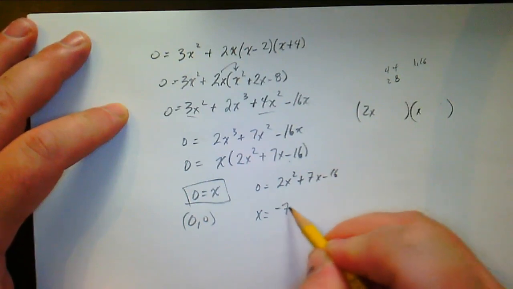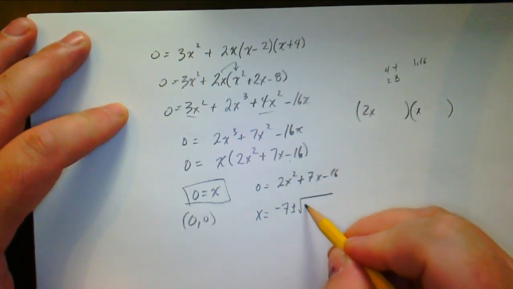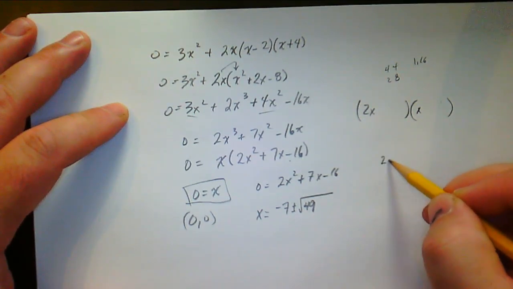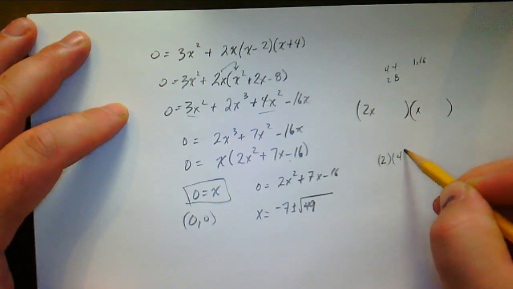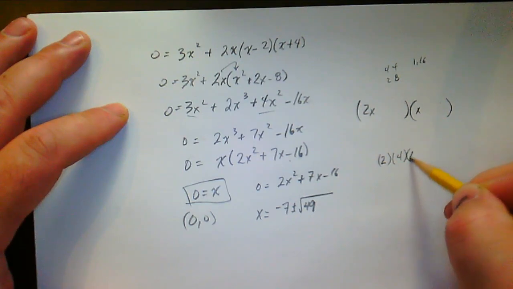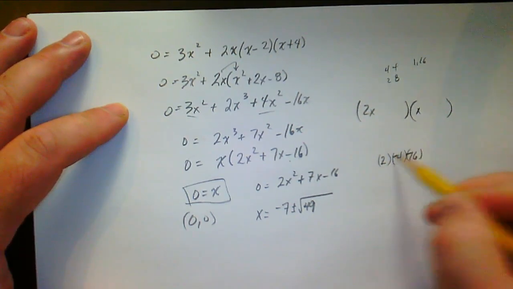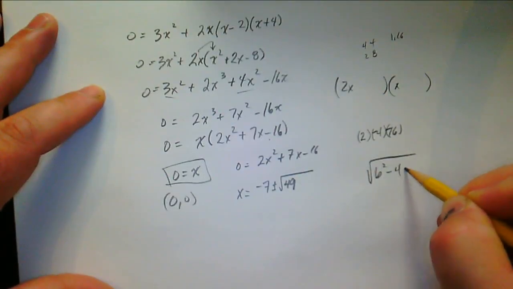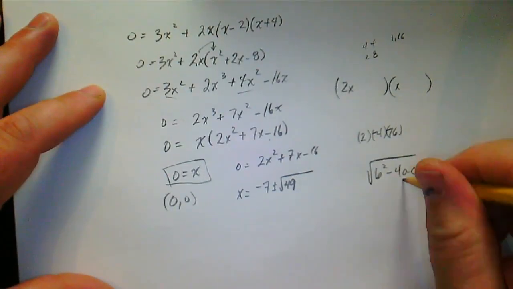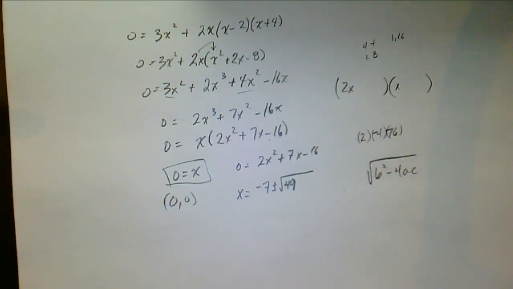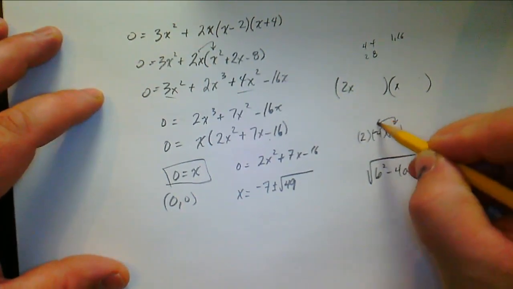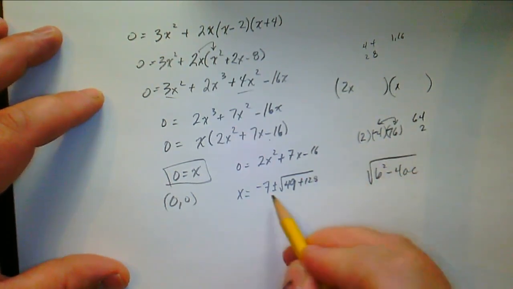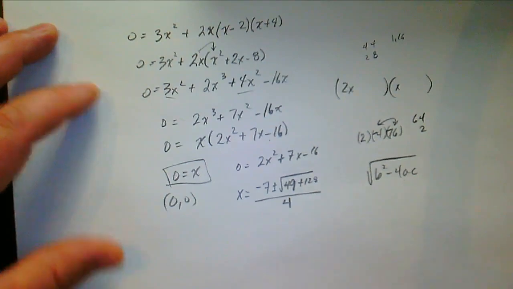x equals -7 plus or minus the square root of 49. Let's see. Now, it's going to be 2 times 4 times 16. And it's going to be a -4 and a negative, so you know how it's b squared minus 4ac. So here's what I know. It's -4 times a -16, so the whole thing's going to be positive. So that's 64 times 2 is 128, over 4, because it's over 2a.